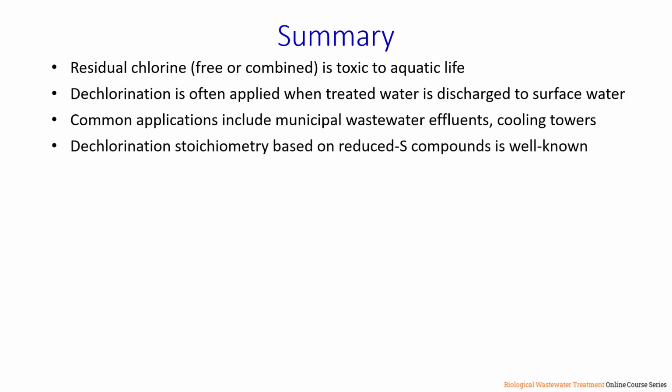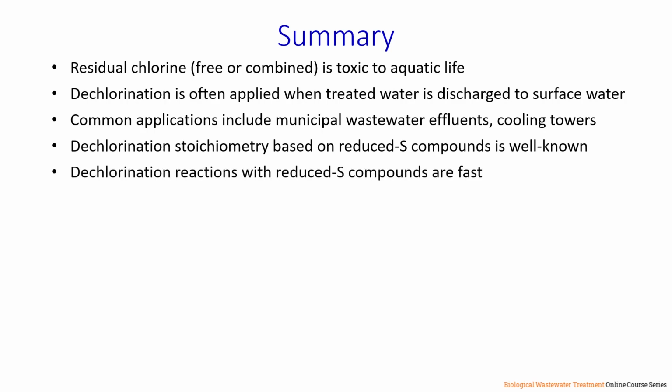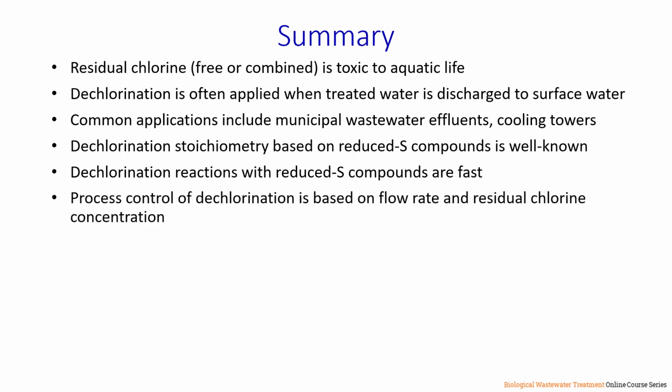The stoichiometry of dechlorination based on reduced sulfur compounds is well defined, and the reactions that are involved in this process tend to be very fast. Because of that, process control for dechlorination is based on flow rate through a system, which can be measured in real time and online, and the residual chlorine concentration, which can also be measured in real time and online. As a result, process control for dechlorination can be very effective.